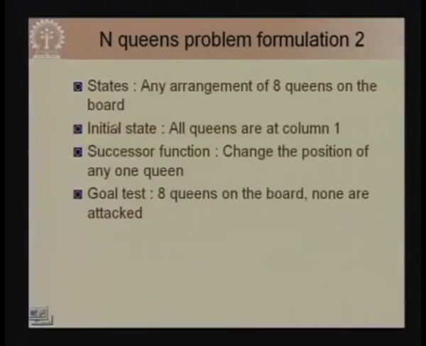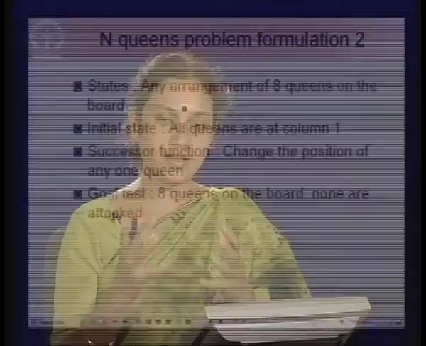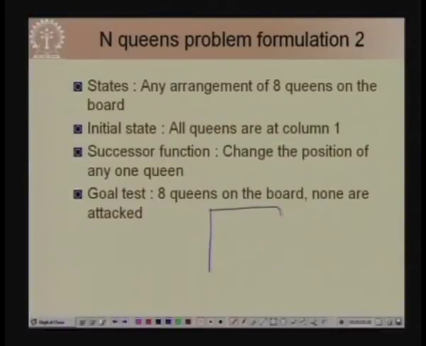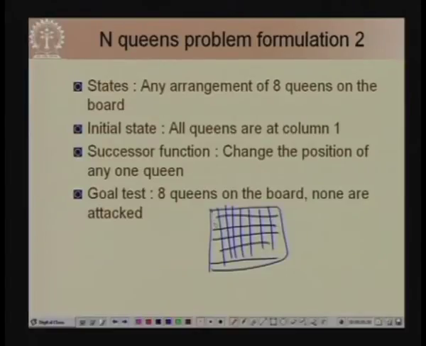We can look at other alternative formulations of the 8 queens problem. In the second formulation, a state is any arrangement of 8 queens on the board. So, we always have 8 queens. In the initial state, all the queens are at column 1, and the successor function is to change the position of one queen. The goal test is the same: 8 queens are on the board and none are attacked.